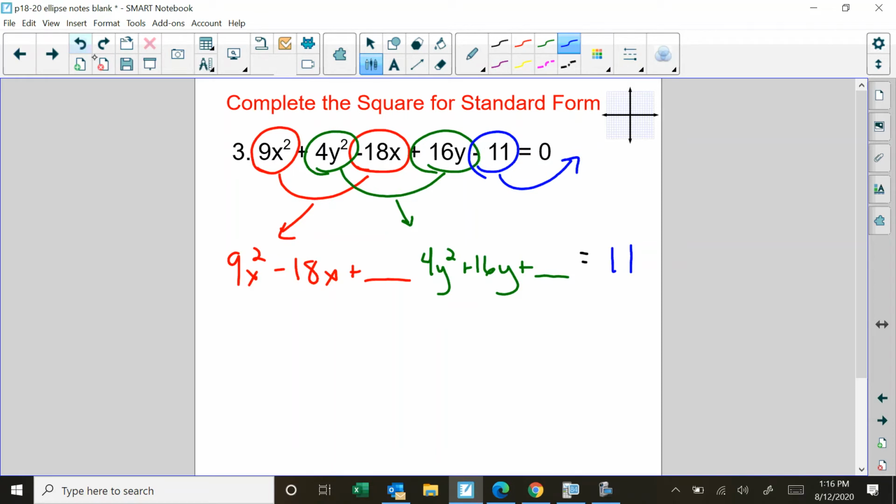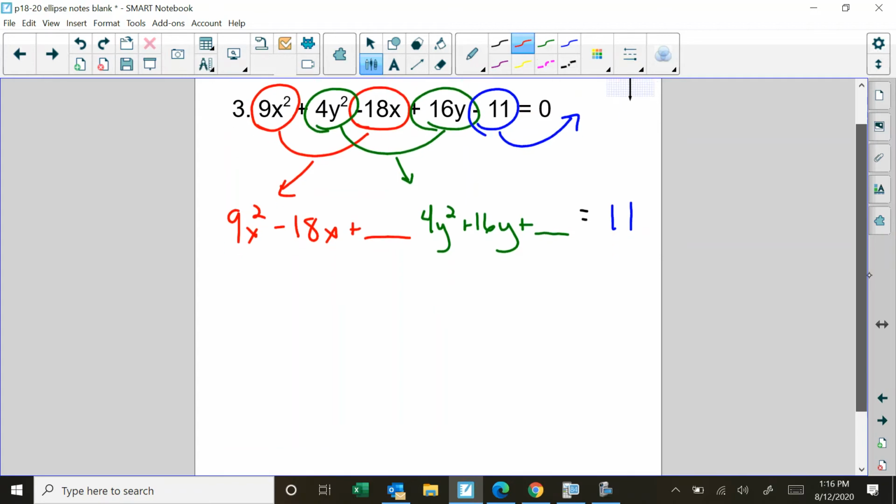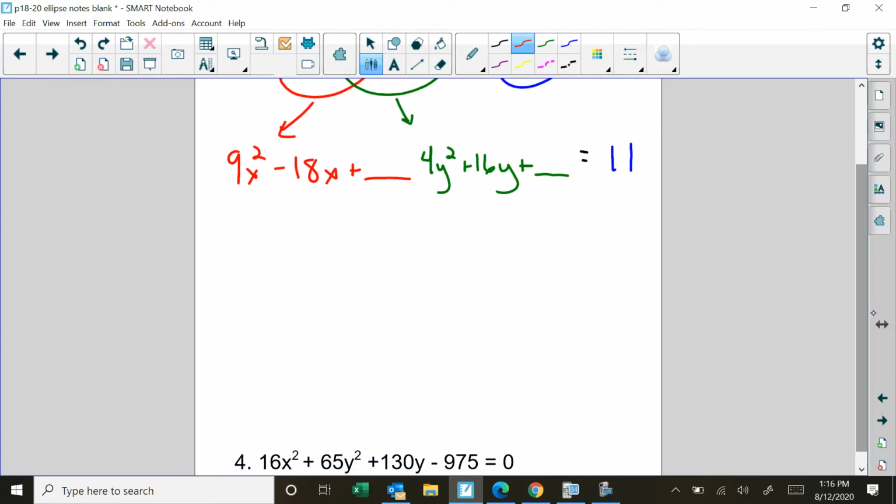All right, and this is where the completion of square technique comes in. So I'm going to concentrate solely on the red x material first, and then we'll move along into the green and we'll finish that. So here we have a leading coefficient, and that leading coefficient has to be factored out of the red material before we can complete the square. So we'll factor the 9, which is an important part of the ellipse as we get to the end of it. So you factor that out, that's x squared minus 2x.